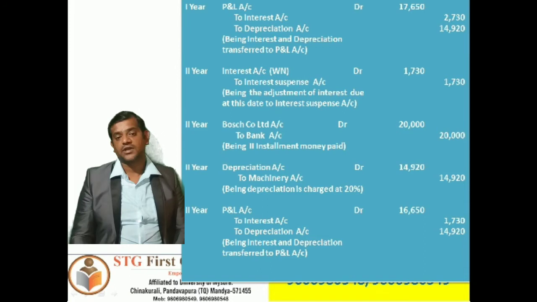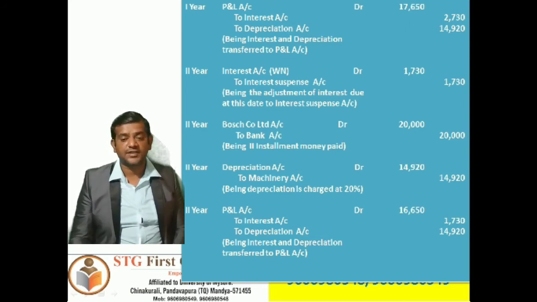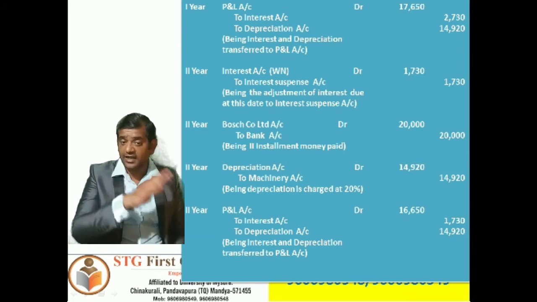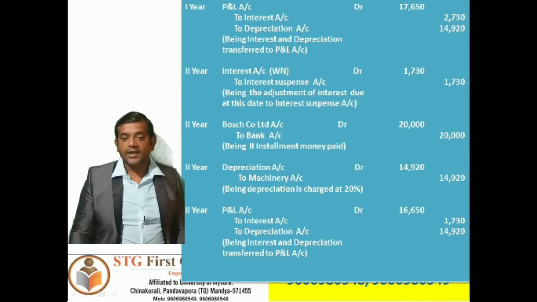So next second year, interest account debtor to interest suspense account. So how much is the interest? 1,730 rupees is the second year interest. So being the adjustment of interest due at this date to interest suspense account. So this is the same entry which we have in first year also. Okay, so only amount will differ from year to year.